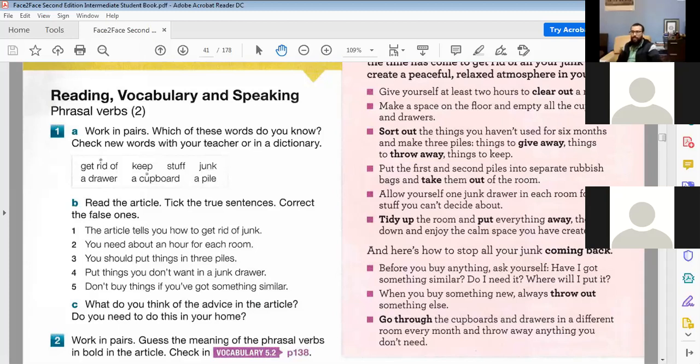Okay, sounds good. Put away, when we say put away, what do you think it means? To put away something, like in the sentence here. It says, tidy up the room and put everything away. Maybe put it on the side or something. But is it the same meaning as throw it away? Or do you think it's a different meaning? No, different meaning. Okay. I think this one is clear.